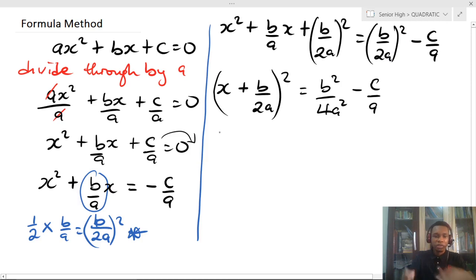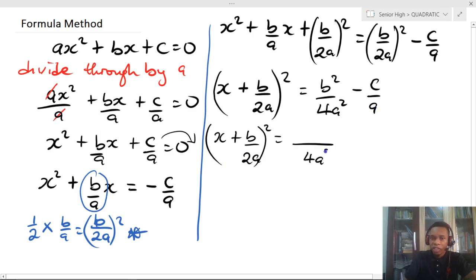And then I can continue. Continuing, I have now x plus b over 2a. Let me still leave this, let me not take the square yet. And then I can find the LCM. LCM of this and this is 4a squared, right? And then I can say 4a squared divided by 4a squared is 1. 1 times b is b squared. 4a squared divided by a is 4a. 4a times minus c is minus 4ac.